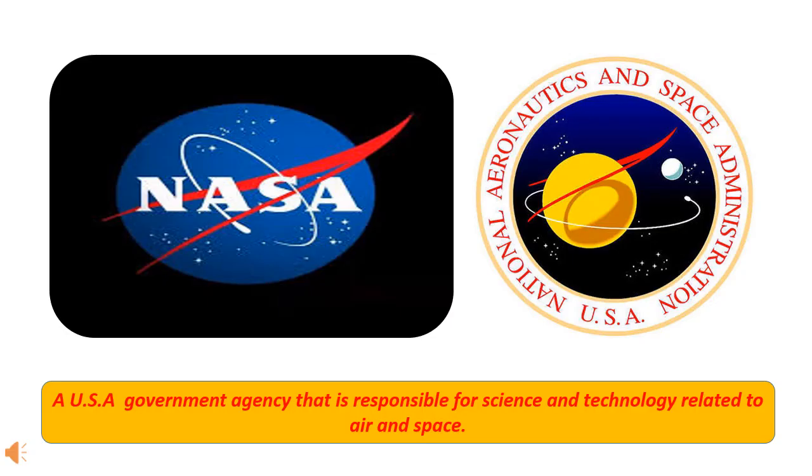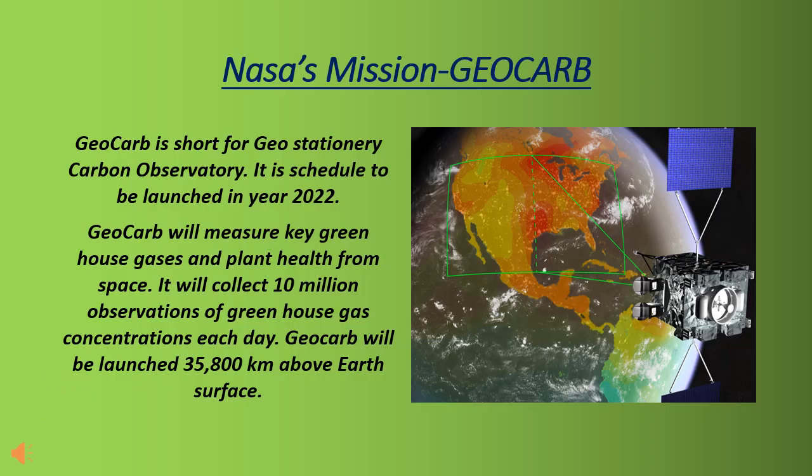Here comes NASA, which stands for National Aeronautics and Space Administration. NASA is a US government agency that is responsible for science and technology related to air and space. NASA's mission, GeoCarb. GeoCarb is short for Geostationary Carbon Observatory. It is scheduled to be launched in the year 2022. GeoCarb will measure key greenhouse gases and plant health from space.